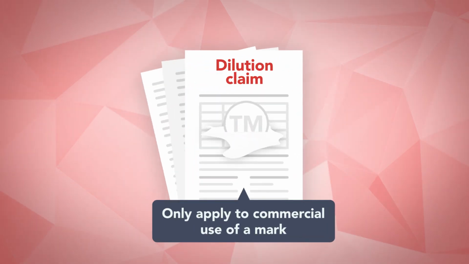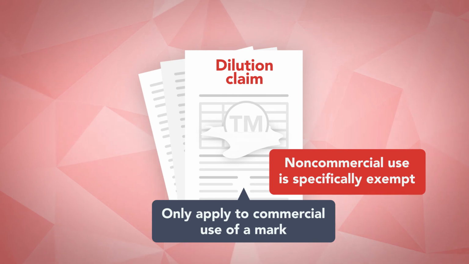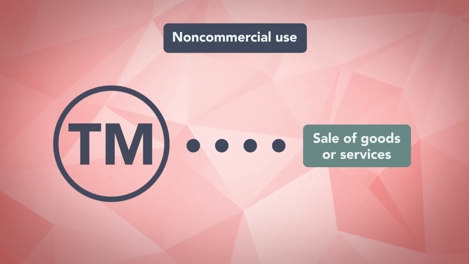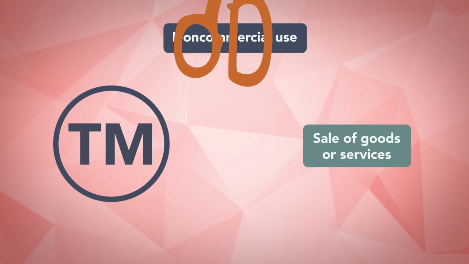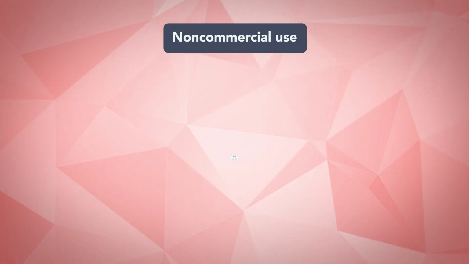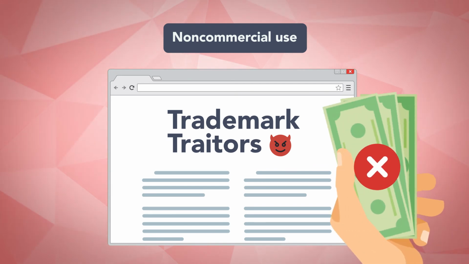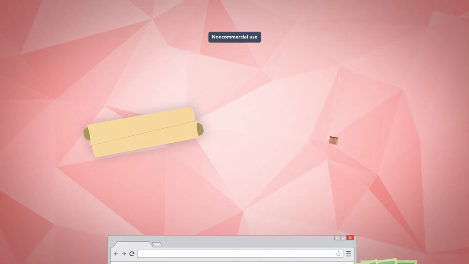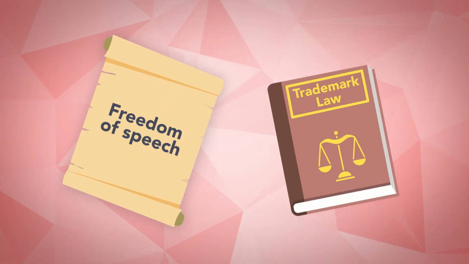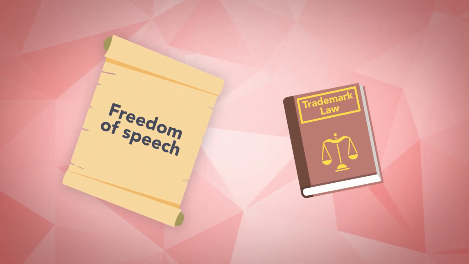Dilution claims only apply to commercial use of a mark. Non-commercial use is specifically exempt. Non-commercial use generally means use that is not connected with the sale of goods or services. An example of non-commercial use would be a website created to complain about a trademark holder's salesman where the site had no business purpose. The First Amendment's freedom of speech guarantee can also trump trademark law in certain situations.